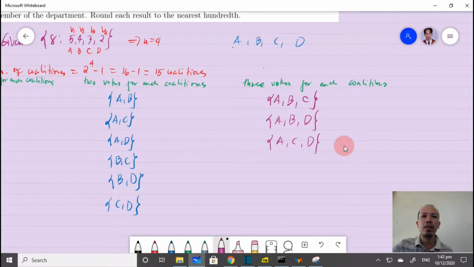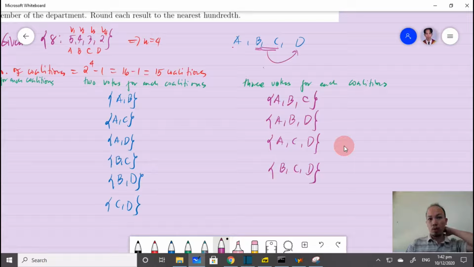Okay, this one, BC, partnered with D. BCD. So that's how you are going to form a coalition that will consist of three voters. So what's the technique here? How would you know that there are four coalitions if you have three voters in each coalition?